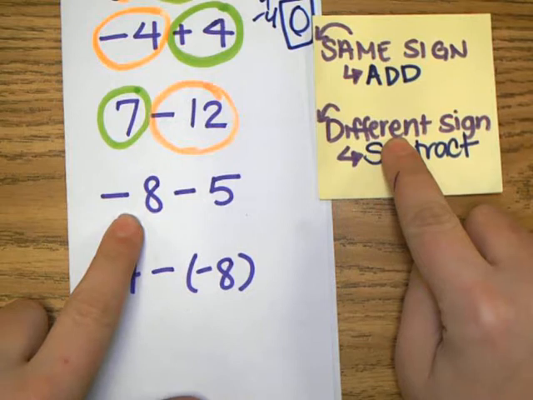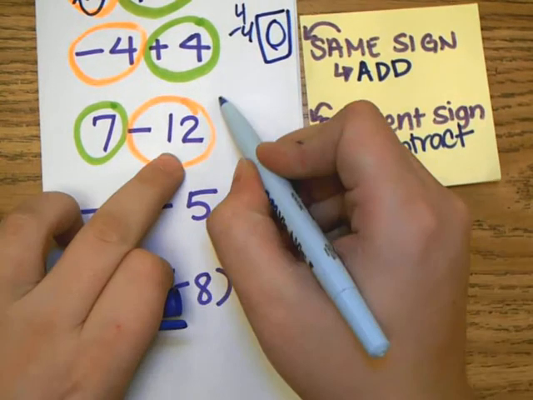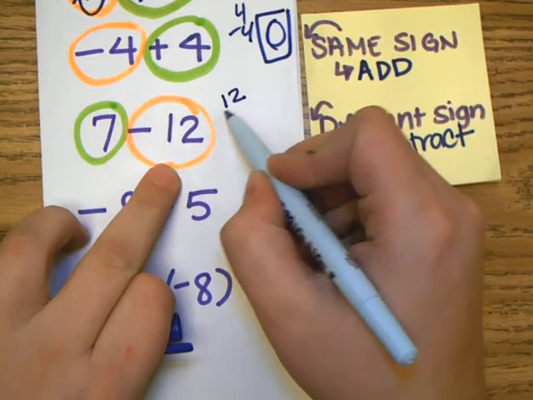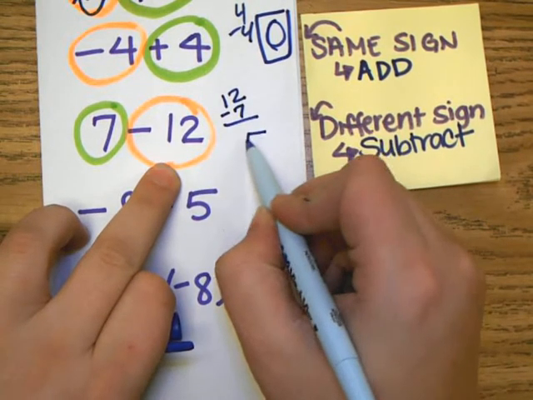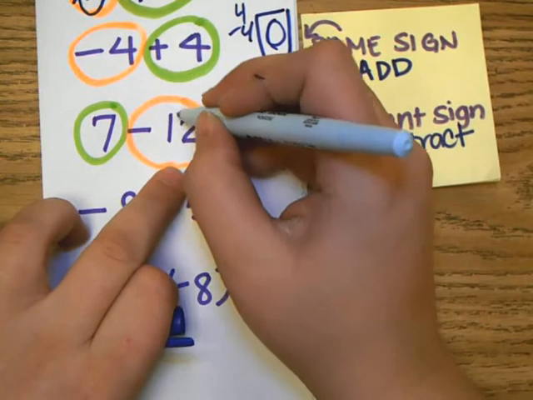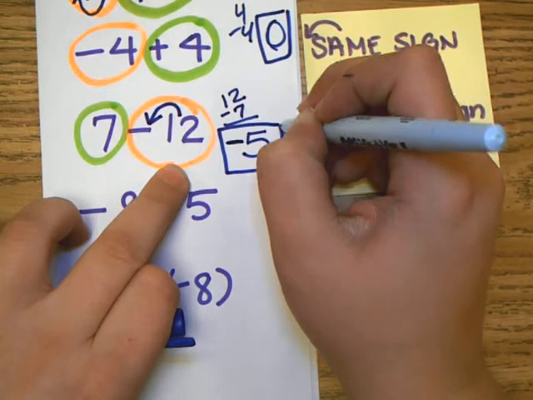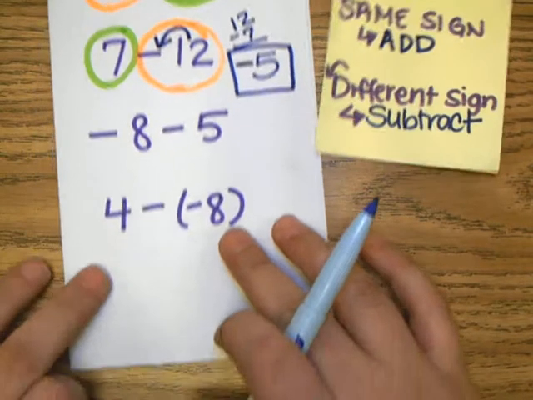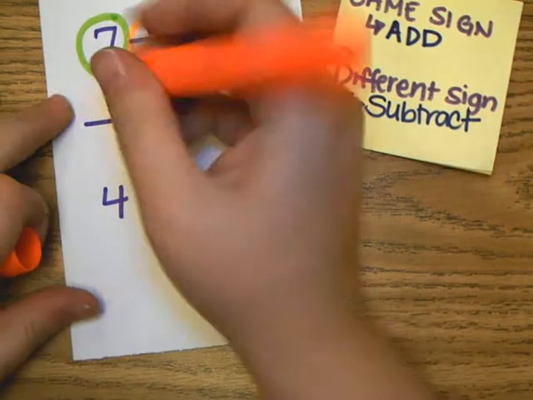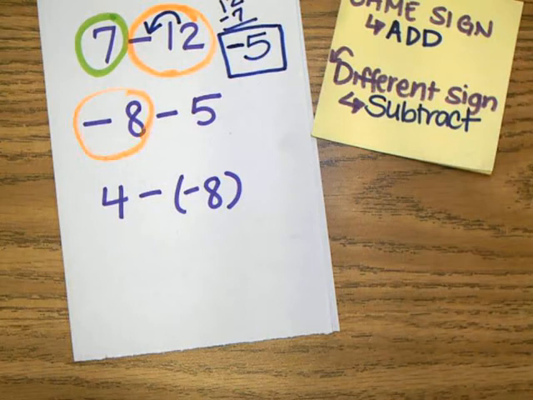Okay, we have positive 7, and we have negative 12. They are different, so you're going to subtract. Remember, it's always the larger number, 12, take away the smaller number. So we get 5. And then we have to look in front of the bigger number, which is 12. So we get negative 5.